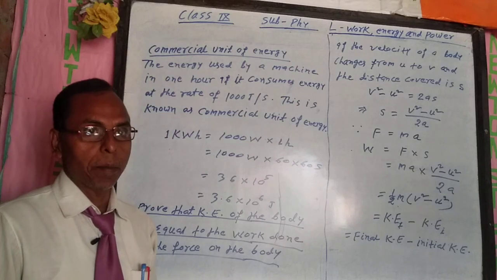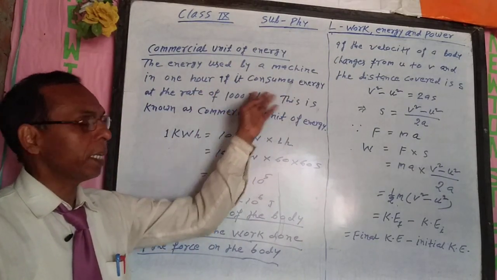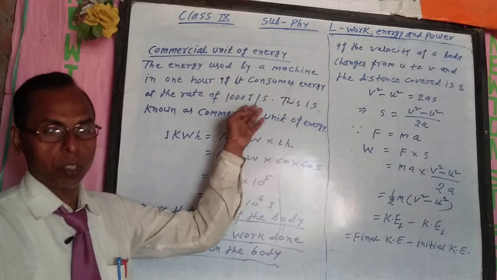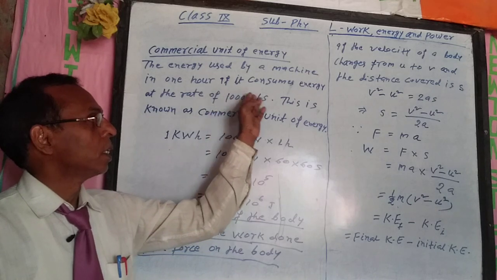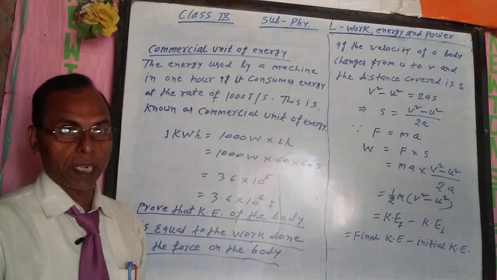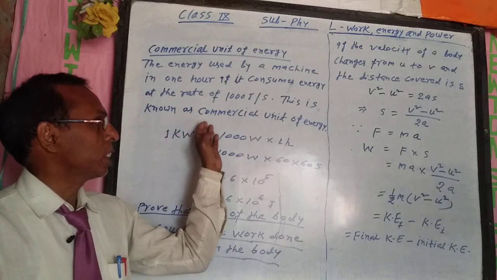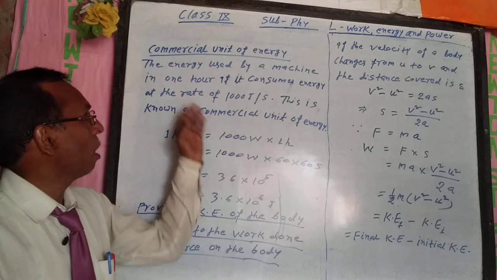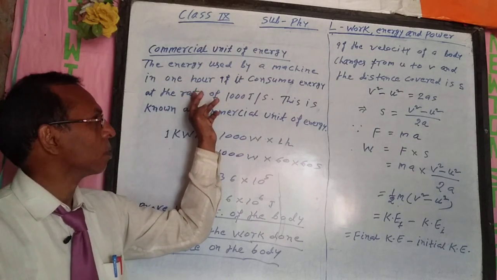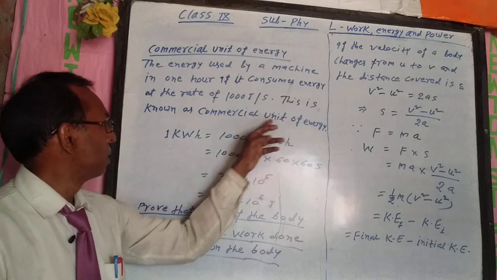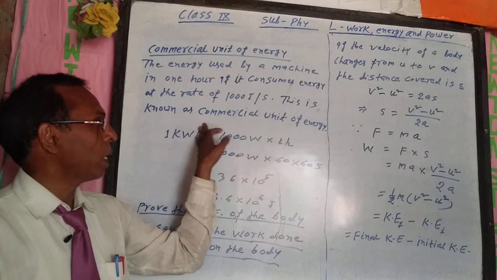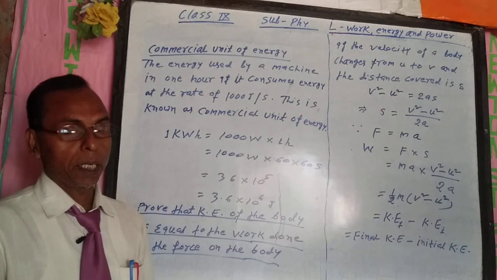The energy used by a machine in 1 hour, if it consumes energy at the rate of 1000 joule per second, is known as the commercial unit of energy.